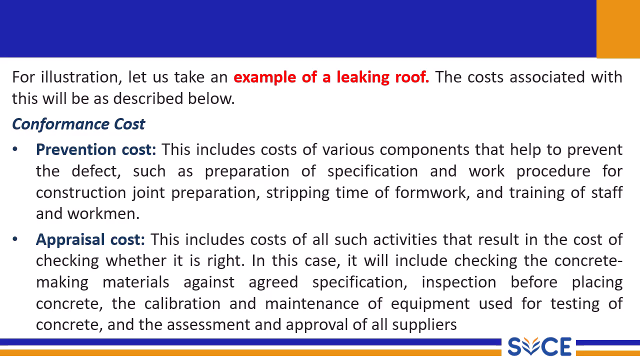For example, take the conformance cost, that is prevention and appraisal. Prevention includes the cost of various components that help to prevent the defect, such as preparation of specification, procedure for construction, joint preparation, skipping time of formwork, and training of staff and work procedure. So these are the costs that you spend to prevent the defect. You're spending money and time so that the defect is not happening.